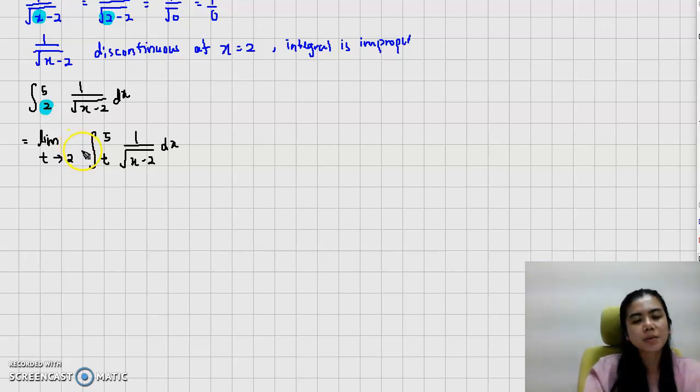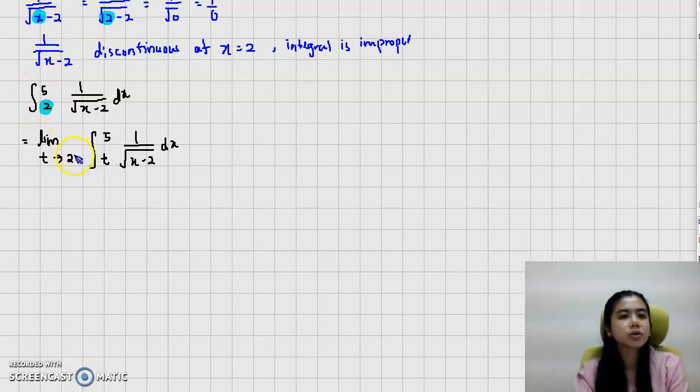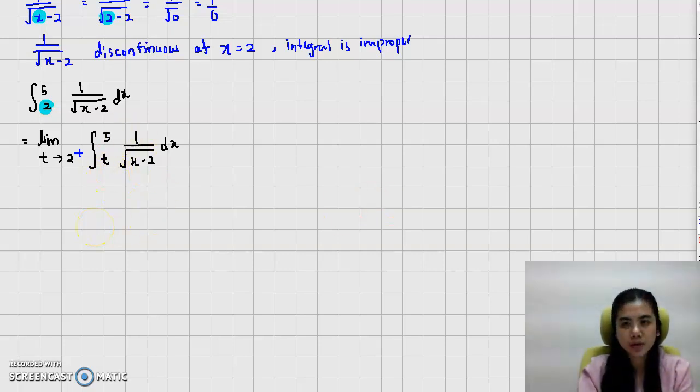This region is basically on the right, so this is actually positive, or you can follow the definitions. The one that you change on the bottom should be positive, which is from the right hand side. What I did here is I substituted 2 with t, so we have a limit t approaches 2, but this 2 is from the right, so we have a plus there.